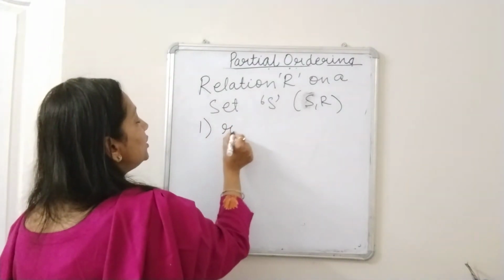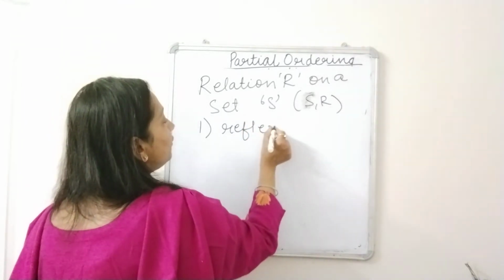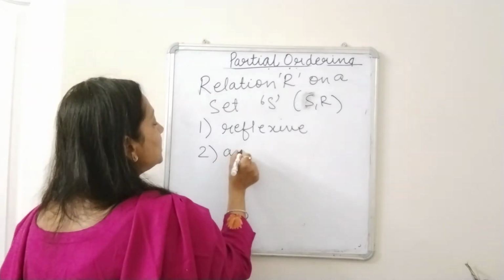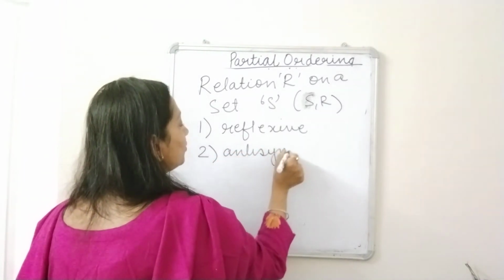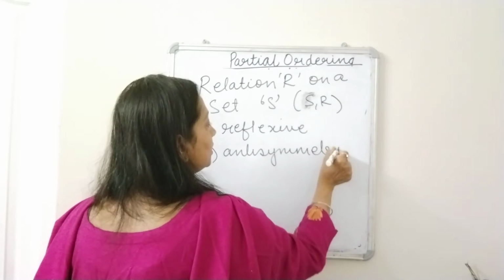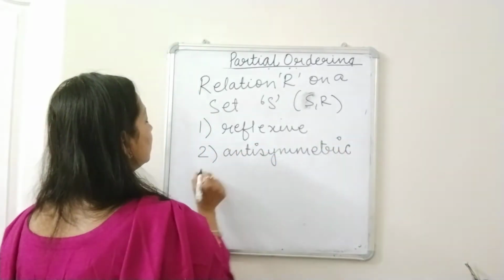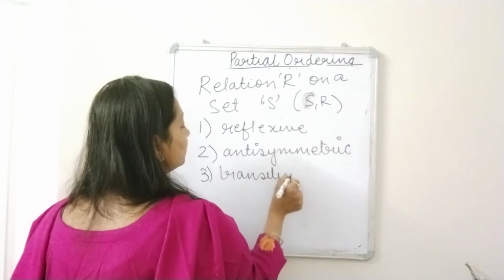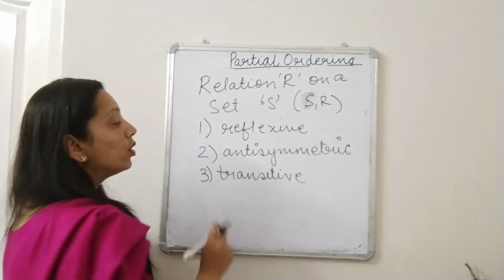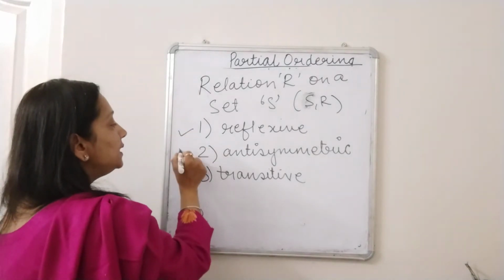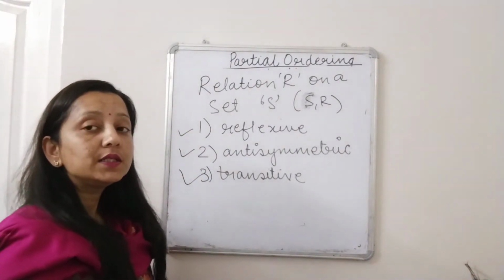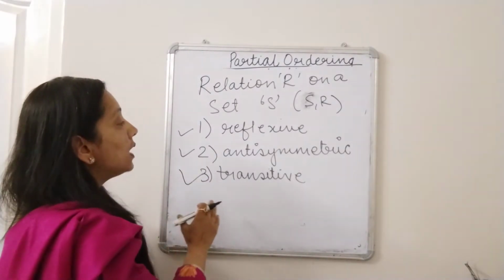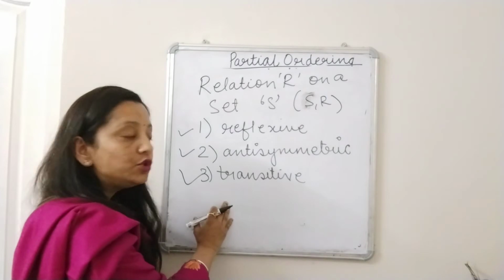First of all, it should be reflexive. Second, it should be antisymmetric. Third, it should be transitive. So if a relation on a set has these three properties, I can say that it is a partially ordered set. Now let us understand what these three properties mean to us.